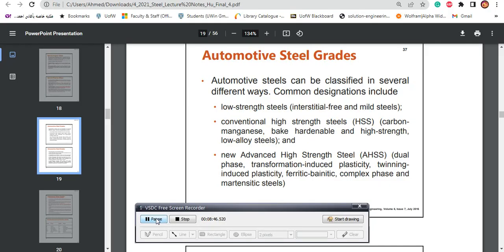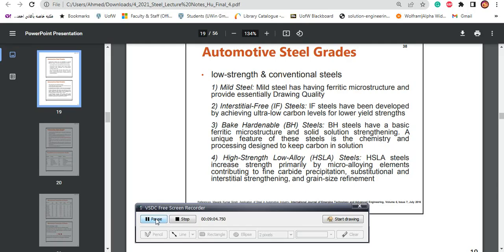We have three types of automotive steel grades: low strength steels, conventional high strength steels, which is HSS, and AHSS, which is advanced high strength steels. HSS is bake hardenable, AHSS has plasticity. For low strength and conventional steels, we have mild steel, which has a ferritic microstructure, good for drawing.